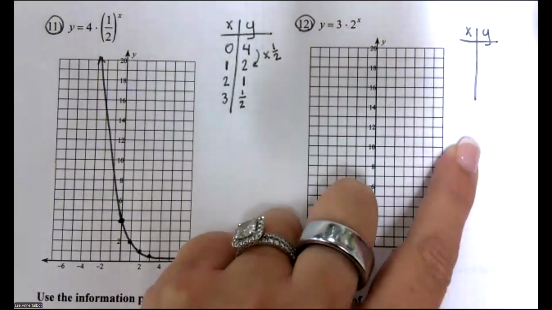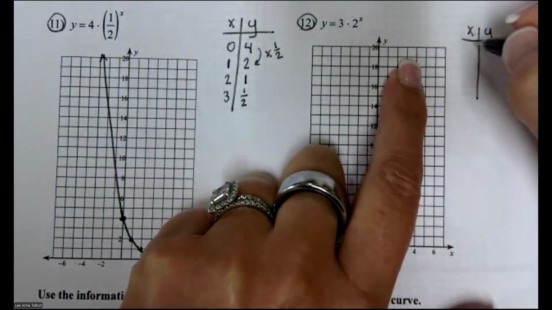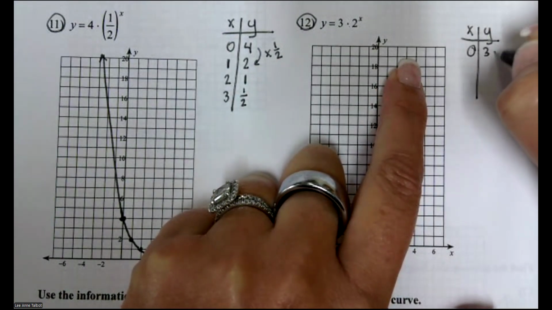All right, so now what we learned here. So what's the start on number 12? 3. And what's the multiplier? 2.